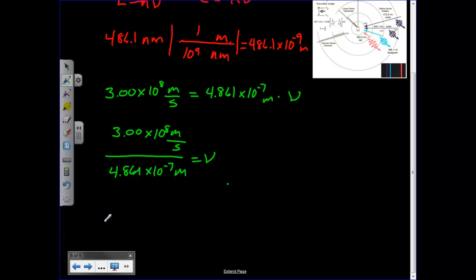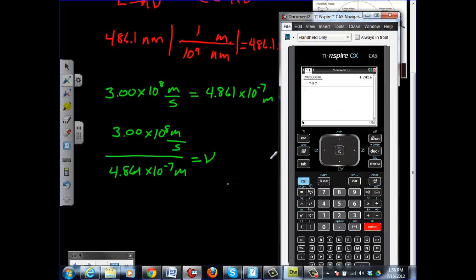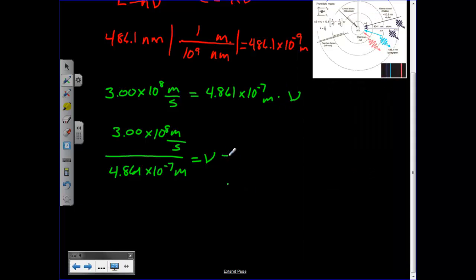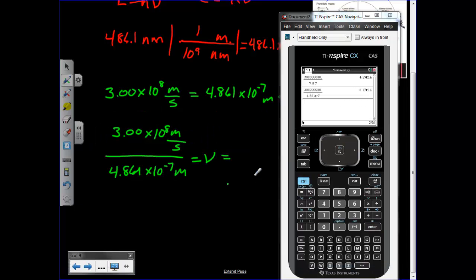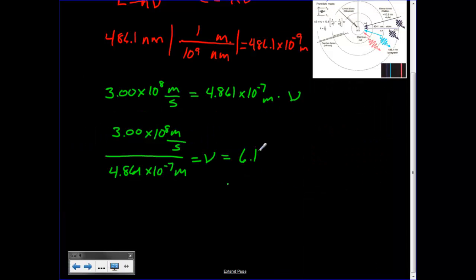If we pull up a calculator again, we can do that calculation very quickly. So we do 3E8 divided by 4.861E negative 7, and we come up with 6.170 times 10 to the positive 14 per second.